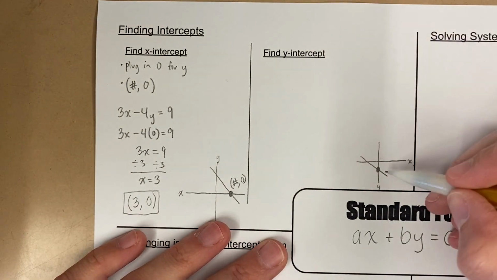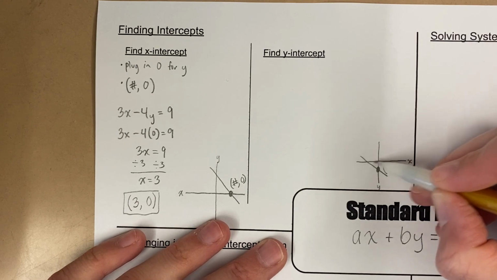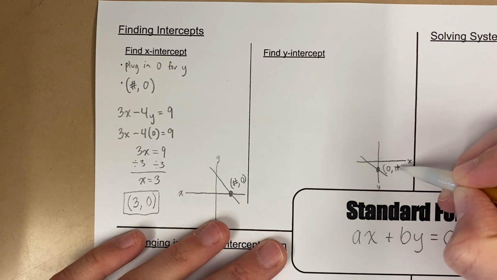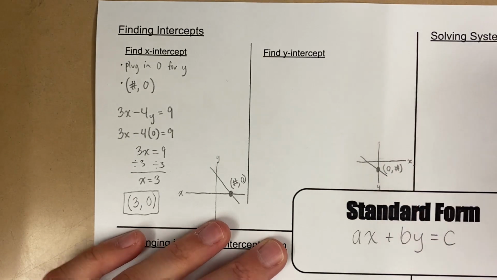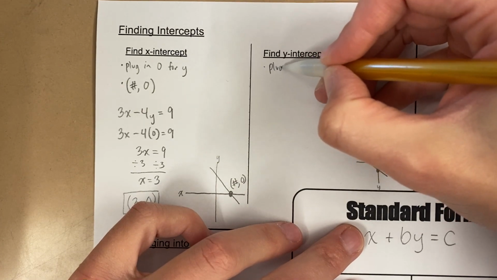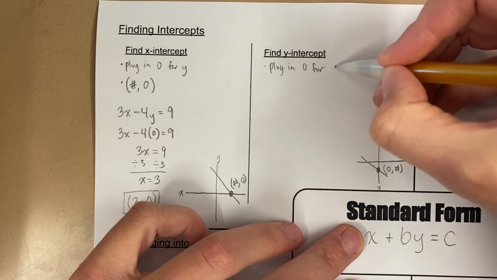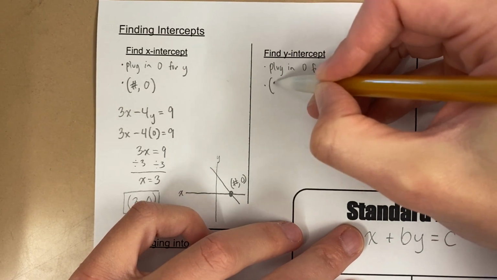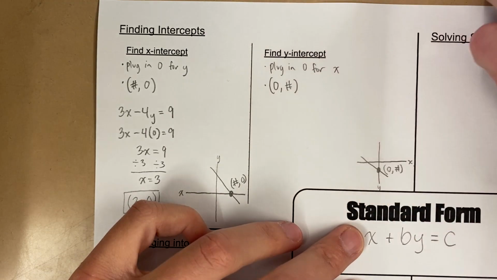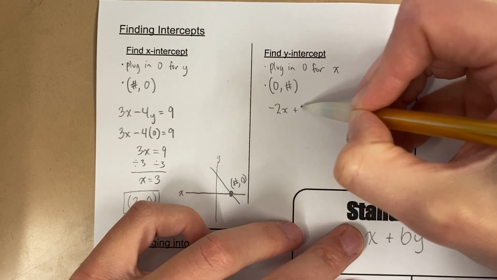Now for the y-intercept, remember this point here, like this, for example, would be where the x value is 0. The x value is 0, it's right here, and the y value is going to be some number along the y-axis. So if I'm going to look for the y-intercept, this time I'm going to plug in 0 for x, right? And my answer is going to have a 0 for x, and then a number for y.